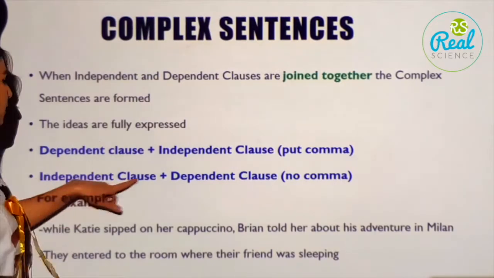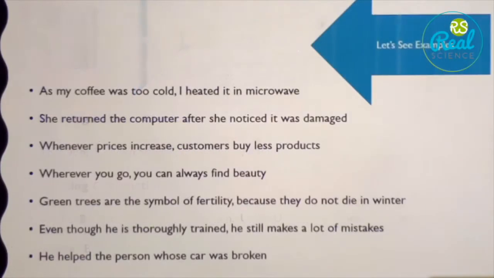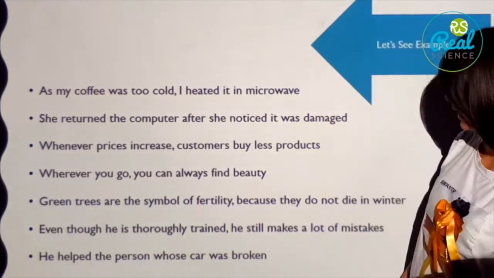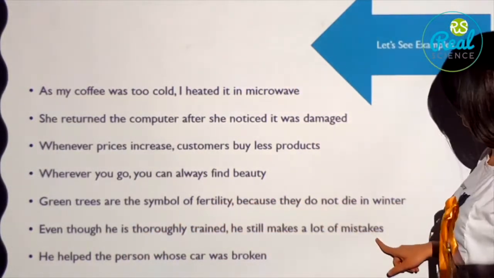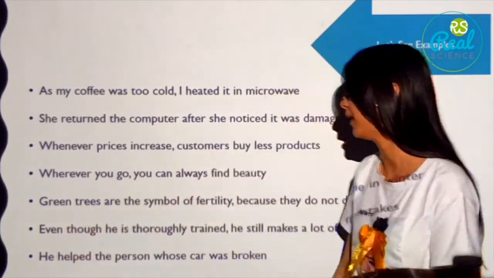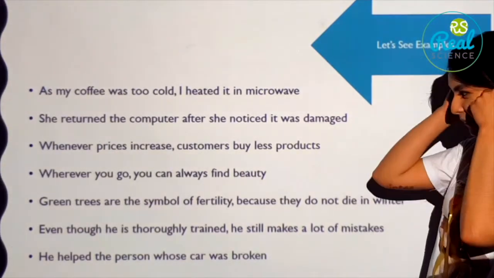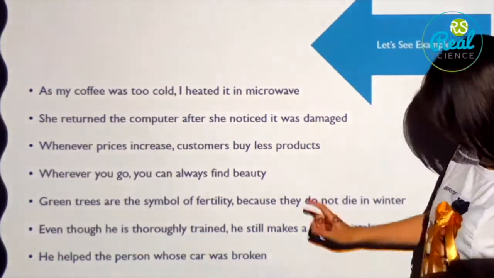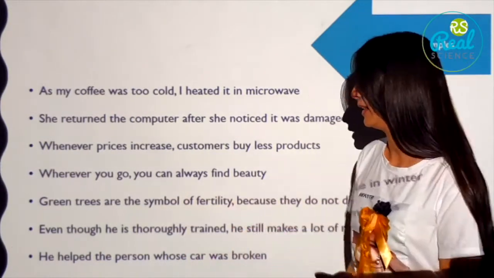Independent, dependent. So here you need no comma. Okay, here also you need no comma. Next one: Even though he thoroughly trained, he still makes a lot of mistakes. Here we have the conjunction even though. Which one is independent? The first is dependent. Yes, good job. The second one is independent.